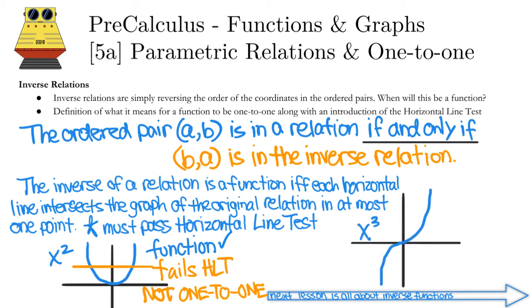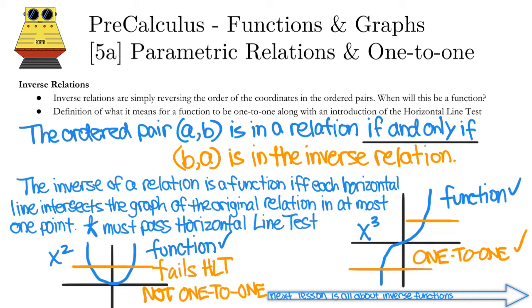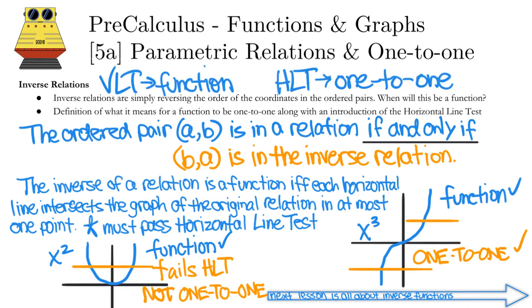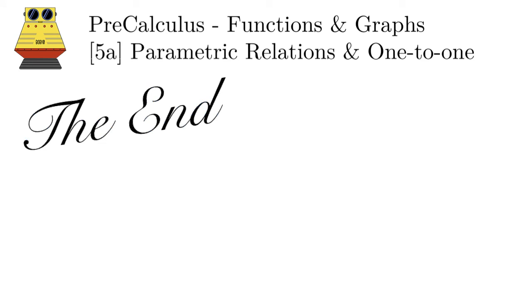But the function x³ is a function, and it does pass the horizontal line test, so its inverse is definitely a function. And in conclusion, if a relation passes the vertical line test, it's a function. And if it passes the horizontal line test, its inverse is a function. That's the end of Lesson 5A, Parametric Relations and One-to-One Functions.